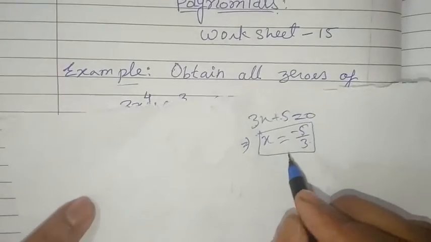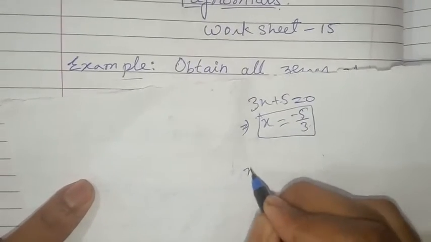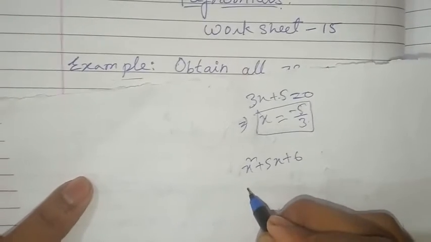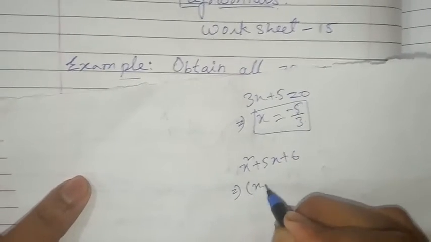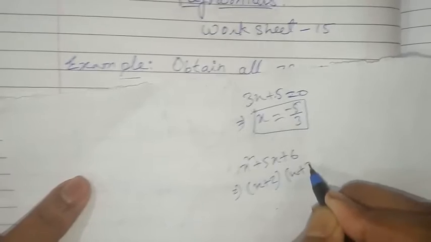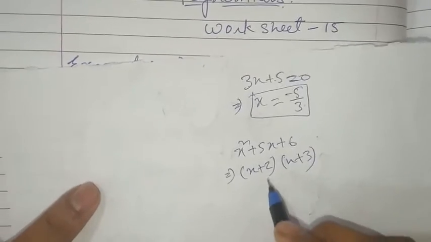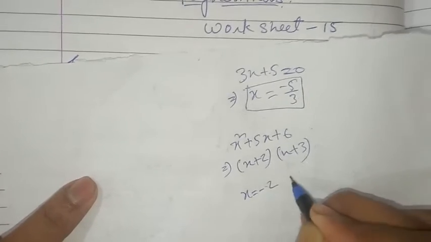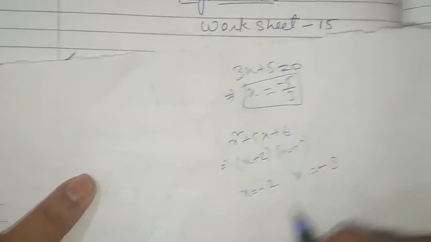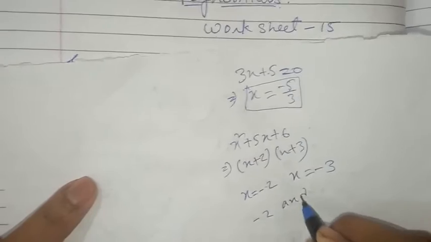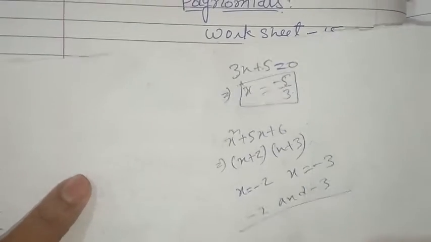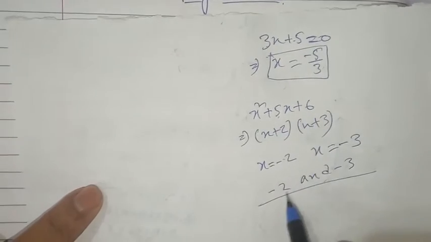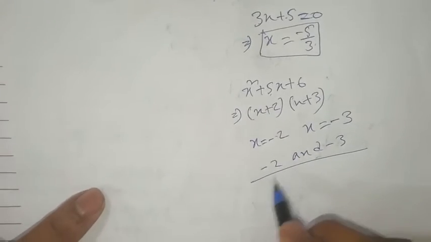Suppose I have a quadratic polynomial, x^2 + 5x + 6. If I split the middle term, I will get (x + 2)(x + 3). So what will be the zeros? The zeros will be x = -2 and x = -3. That means -2 and -3 are its zeros. You can substitute -2 here and you will get 0. Interesting result. I will do it for you.